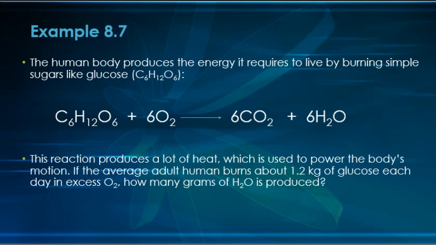So this reaction proceeds with a lot of heat. That's why we have a temperature, 98.6 degrees, which is used to power the body's motion. If the average adult human burns about 1.2 kilograms of glucose each day in excess oxygen, how many grams of H2O are produced? Okay, so we're asking for grams. Right away you go, ugh, because the first thing we know is we're going to have to do some converting here.